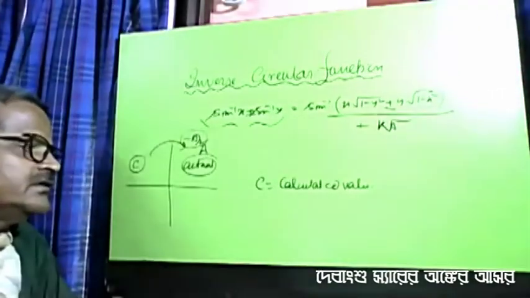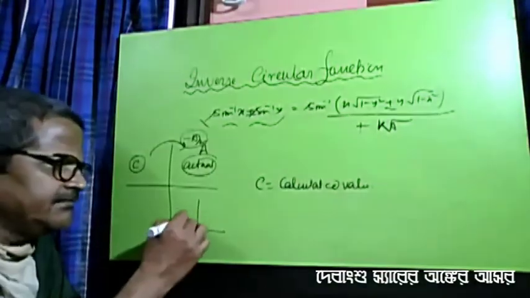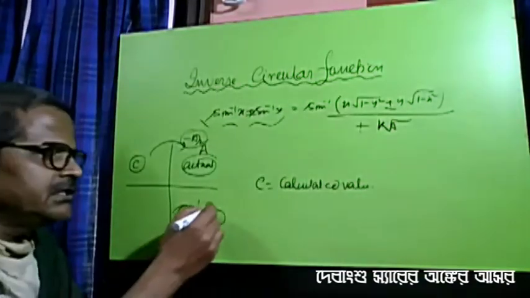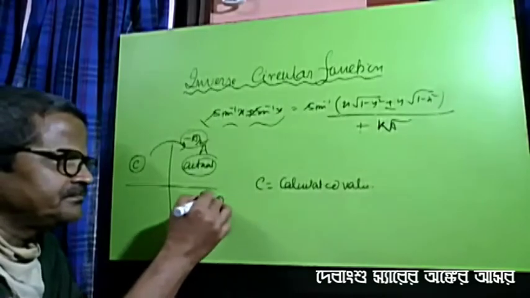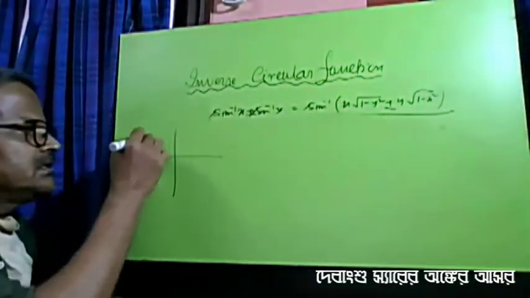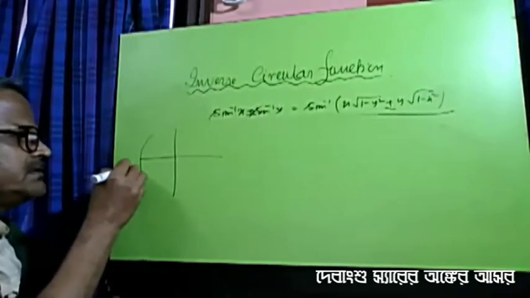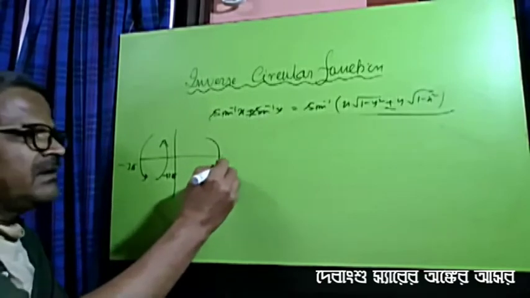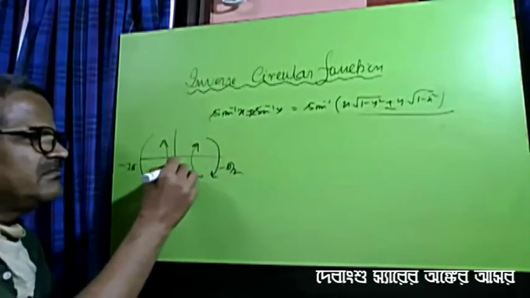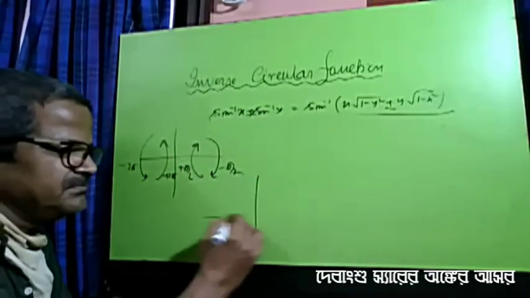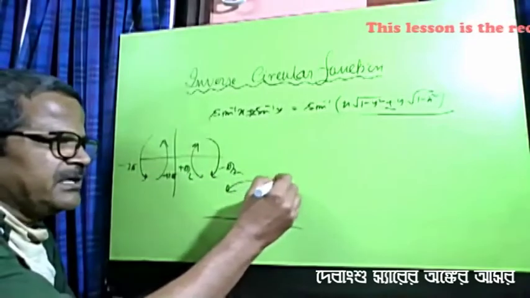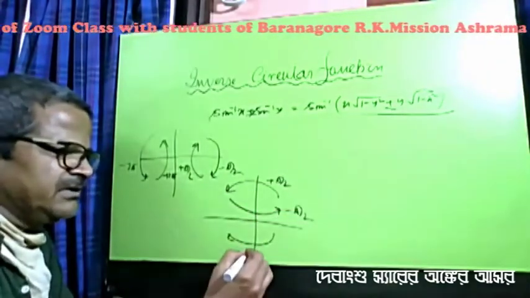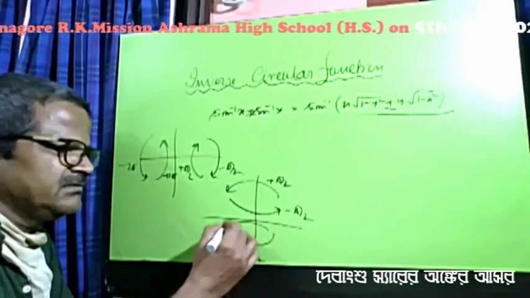Similarly, if your actual lies here, A represents actual, and you arrive here, then you have to add pi by 2. Diagram: here to here, minus 2 pi. Here to there, plus 2 pi. Here to there, minus pi by 2, plus pi by 2. First diagram: here to here, plus pi by 2. Here to there, minus pi by 2. Here to there, sorry, plus pi.